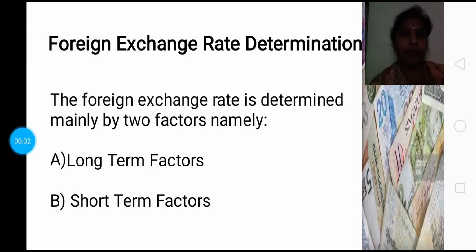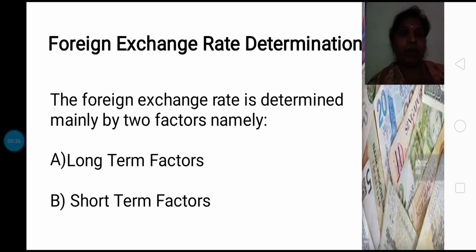Hi everyone, let us discuss foreign exchange rate determination. In the previous session, I mentioned exchange rate and the different types of foreign exchange rate. Now, we will be discussing foreign exchange rate determination. The foreign exchange rate is determined mainly by two factors, namely long-term factors and short-term factors.